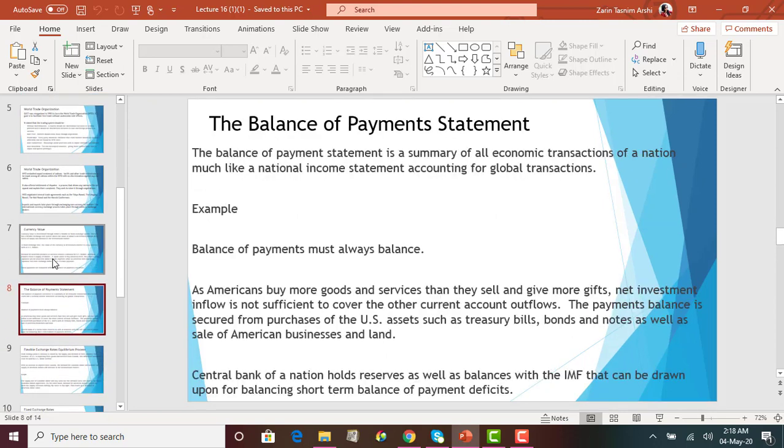If you see on the slide, the first line says the balance of payment statement is maintained by the government, and it is a summary of all economic transactions of a country, much like a national income statement. Maybe you heard about a profit and loss statement or income statement in an accounting class for a company. A country can have a similar type of national income statement, and that is called the balance of payment, which accounts for global transactions. I wanted to give you an example of how the balance of payment looks for a country, and I will do an example for the US so you have an idea of how it looks.